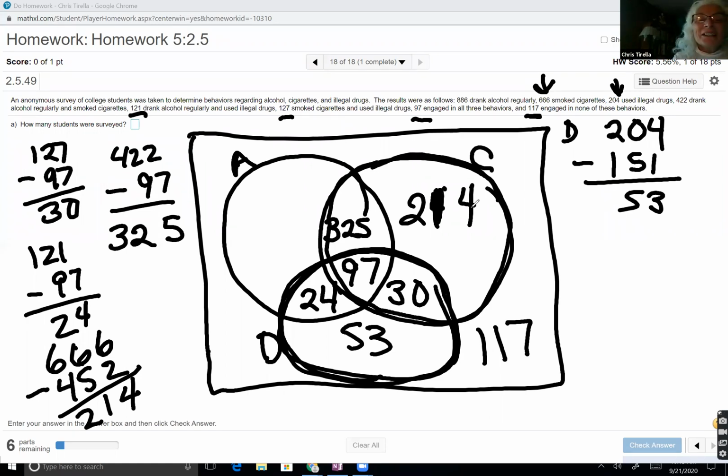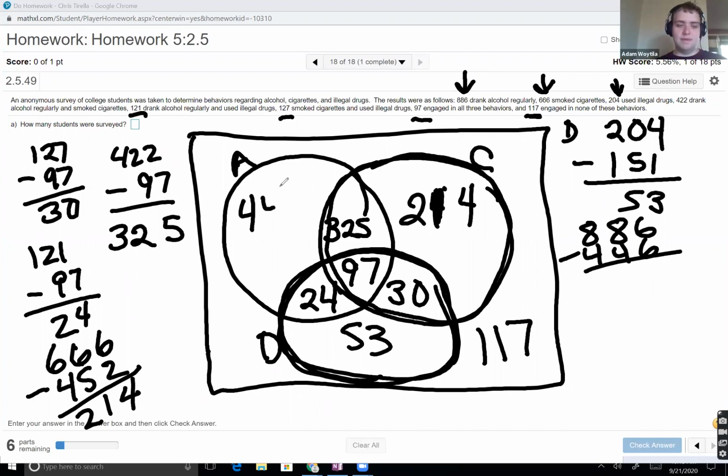And then alcohol has to add up to 886. Right now we have 325, the 97, and the 24, which should be 446. And so when we take 886 minus 446, we get 440, I believe.